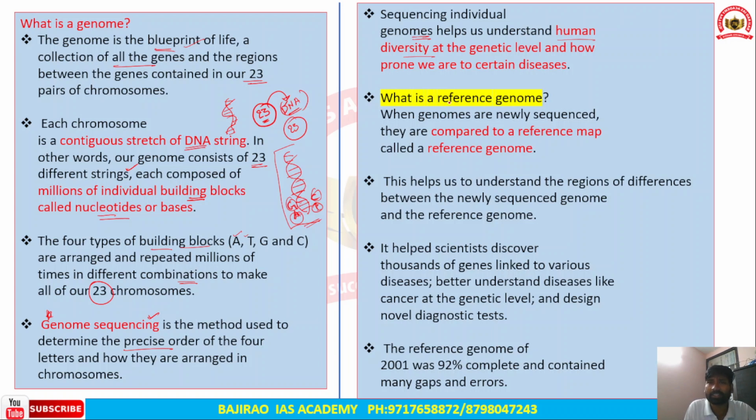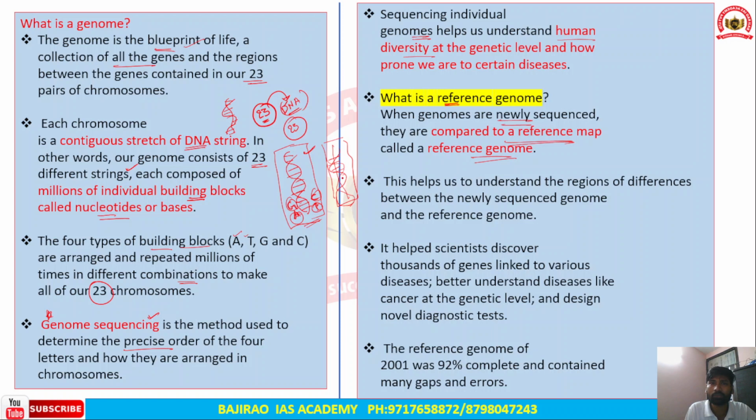And what is a reference genome? We have understood genome sequencing, and we should also understand the reference genome. When genomes are newly sequenced, for example, this particular genome is a newly sequenced genome, it is compared to the reference map. This is called a reference genome. So the newly sequenced genome is compared with the already sequenced genome map, the reference genome map, to see how the newly sequenced genome map is different from it.